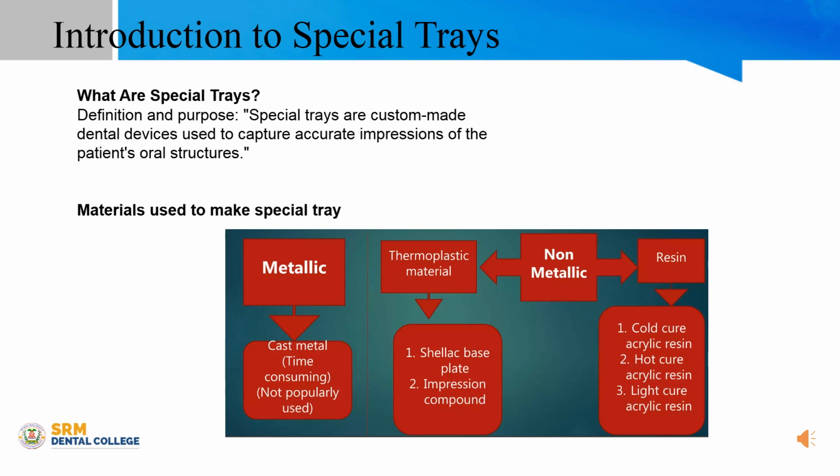Under metallic, cast metal is used. Under non-metallic, it can be divided into two, the thermoplastic material and the resin. Under thermoplastic material, shellac base plate and impression compound is used. Under resin, cold cure, heat cure and light cure resin is used.